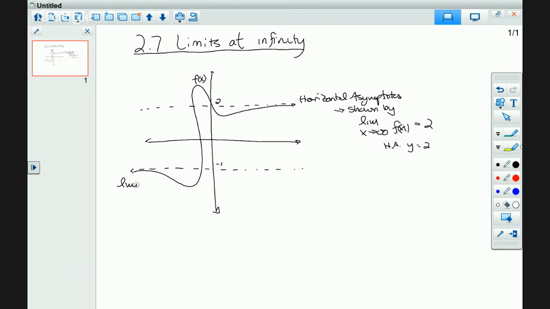Here's the limit as x approaches negative infinity. It's -1, right? So the horizontal asymptote is what? -1. The number's right, but you're not saying the whole expression. Y equals. It's a line, so you have to say it as an equation.